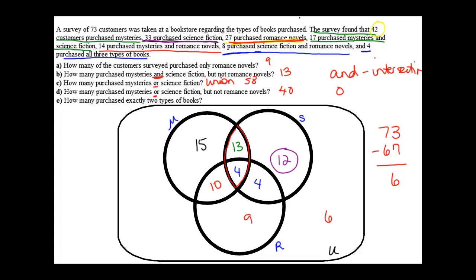Part E, how many purchased exactly 2 types of books? We know that the center region were people that purchased all 3 types of books. This part would be the intersection of mysteries and romance novels, but not the science fiction. So this region, and this region would be the parts that only had 2 types of books. So 10 plus 13 plus 4 is going to give me 27.